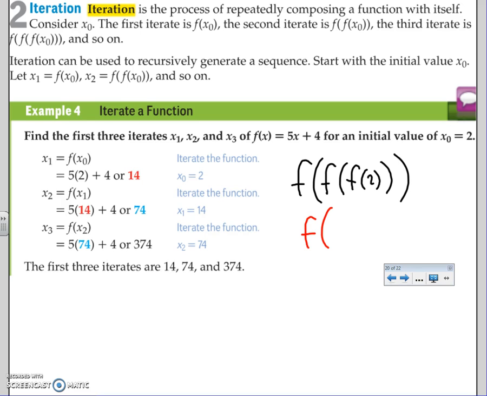So this is f of 14. So now we're going to plug in 14 to the answer. They found right there that f of 14 is 74. So this is f of 74. Plug 74 back into f, get an answer which is 374. Alright. So this is a composition. Just the answer 1 gets plugged back in right away. That's what recursive is. You must know the previous answer to move forward.